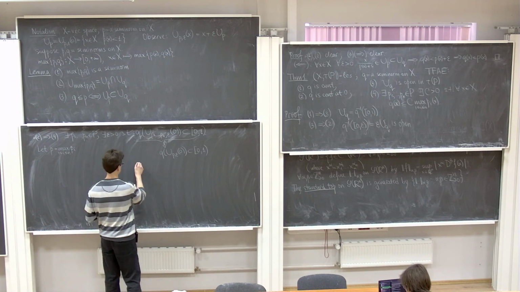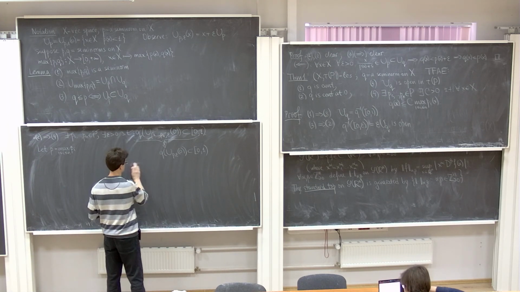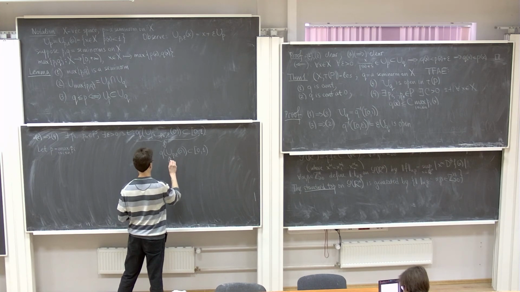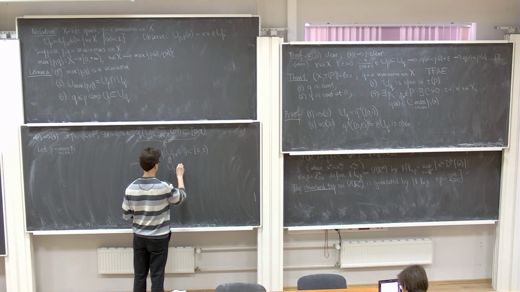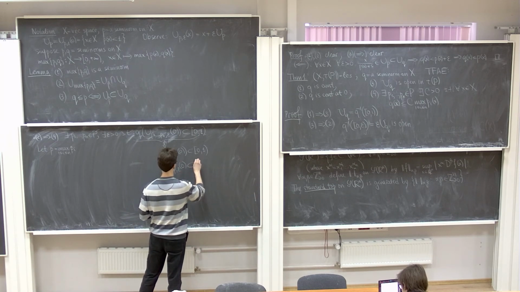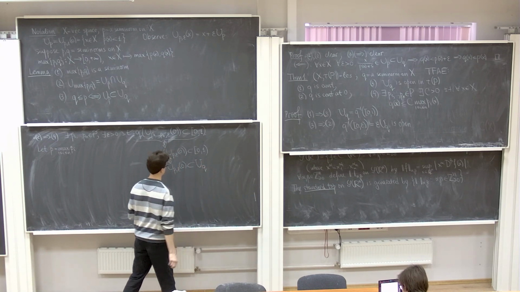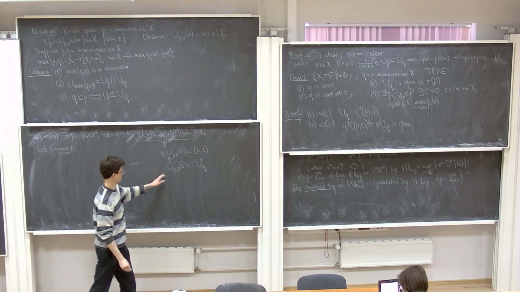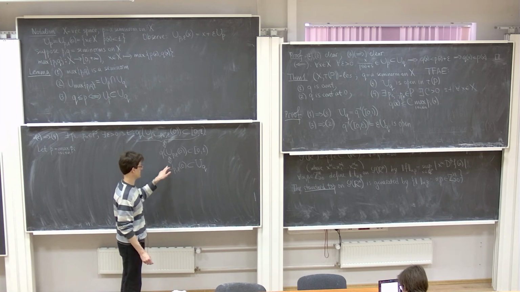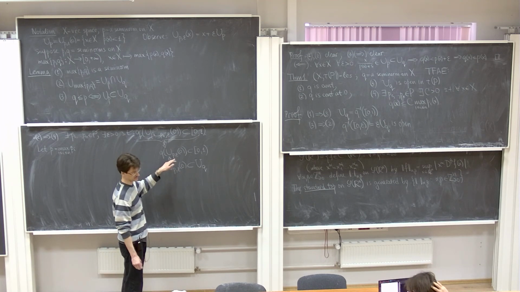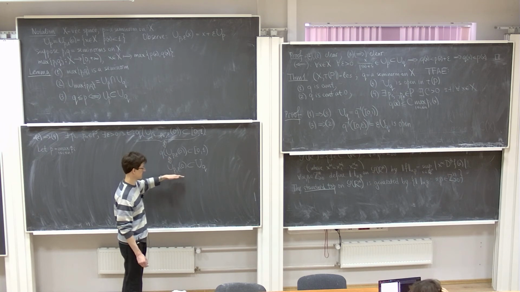Or equivalently, this means that U_{P,epsilon}(0) is contained in U_Q. So if we take a vector here, say a little x, then Q of little x is less than 1. But this means exactly that little x sits in this ball.